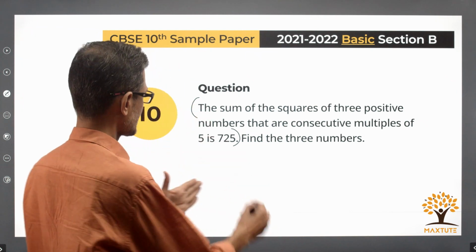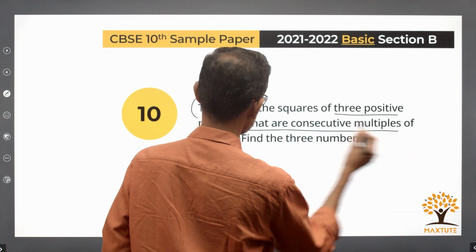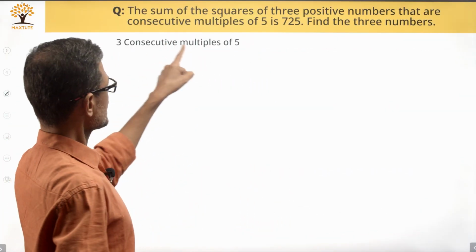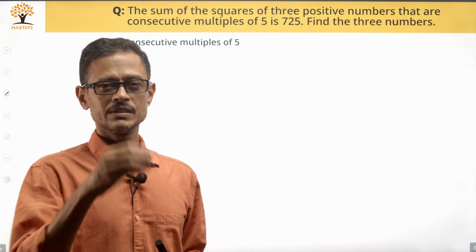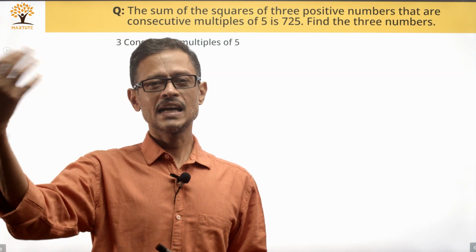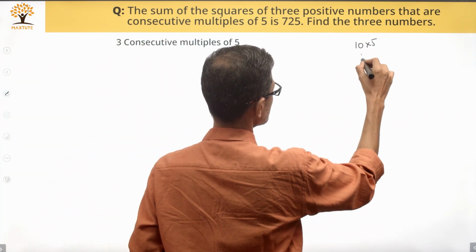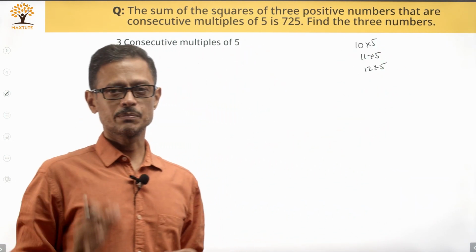We will start with that. We are going to underline this: three positive numbers that are consecutive multiples of 5. We will come to this later. So, three consecutive multiples of 5. What do we mean by that? A multiple of 5, the next multiple of 5, the one after that. For example, the 10th multiple of 5, the 11th multiple of 5, and the 12th multiple of 5 will be three consecutive multiples of 5.